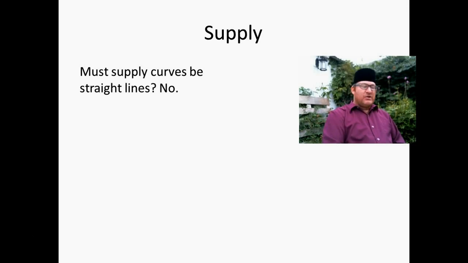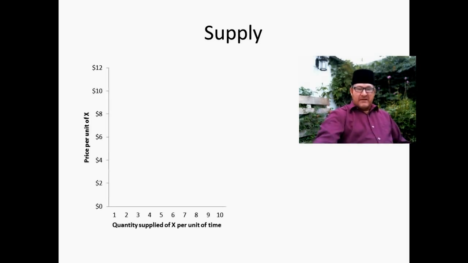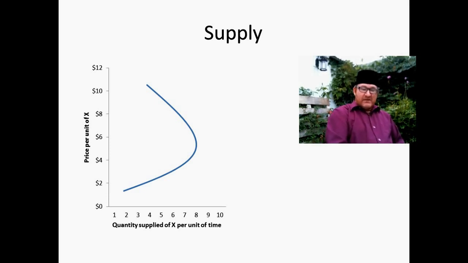Again, must the supply curves be straight lines? No, they don't have to be straight lines. Must the law of supply always apply? No, it doesn't. This is a bit less unusual than a violation of the law of demand. You can have supply curves which are vertical, supply curves which are horizontal, supply curves which are downward sloping, even supply curves which are backward bending, like this. So you can get all sorts of weird and wacky shapes with the supply curves.